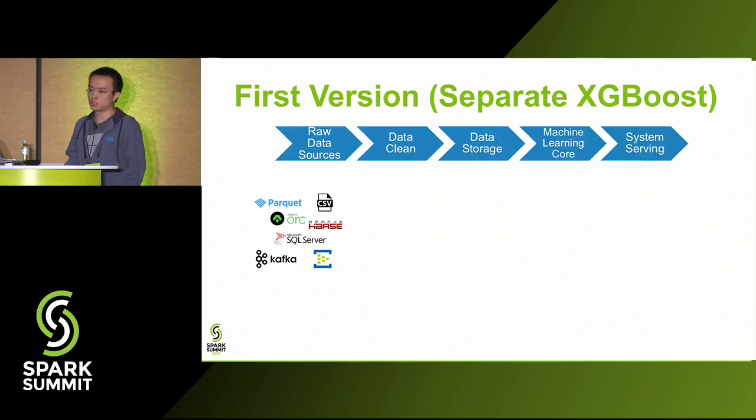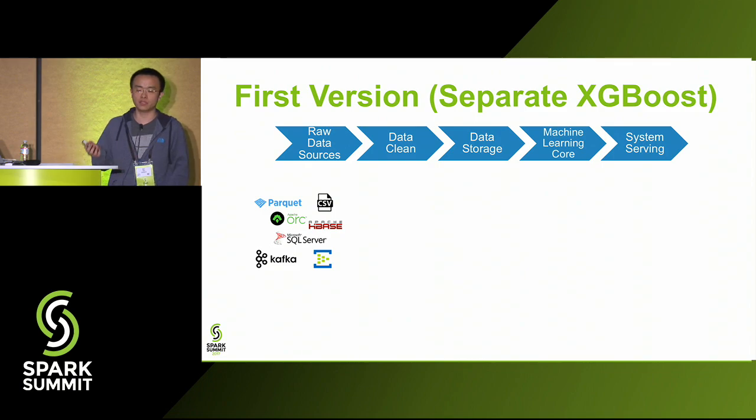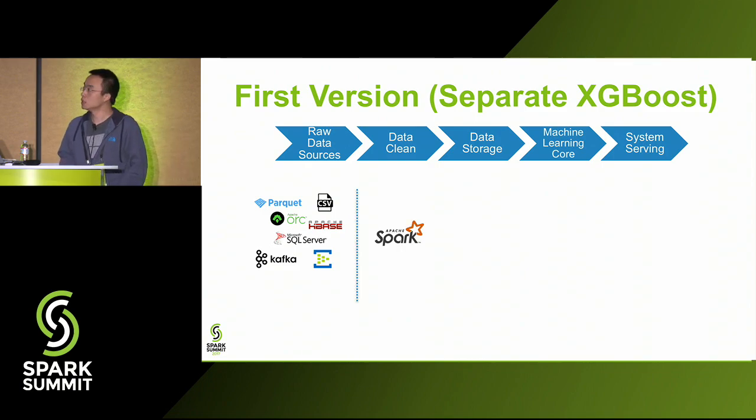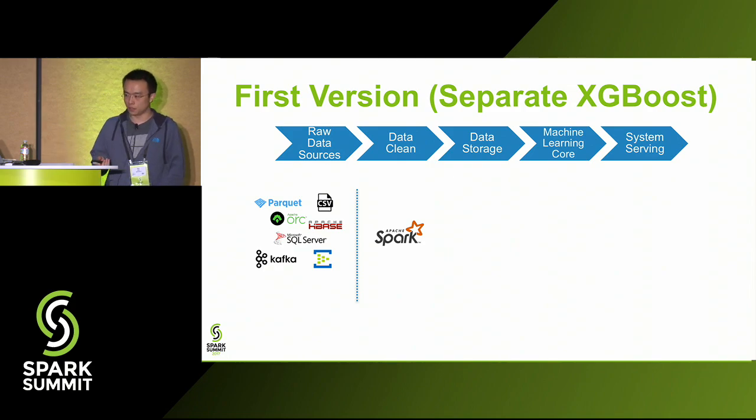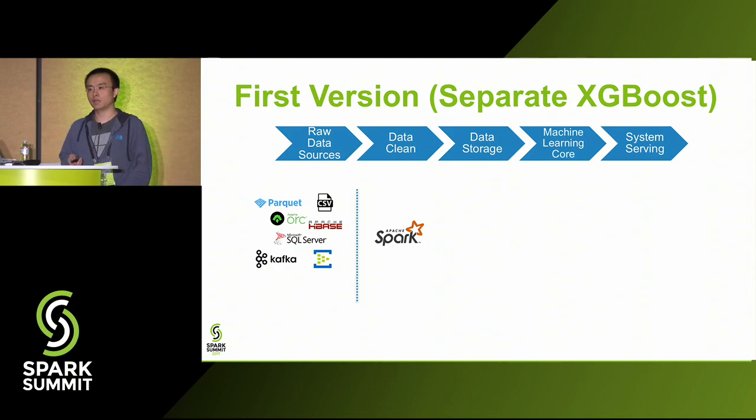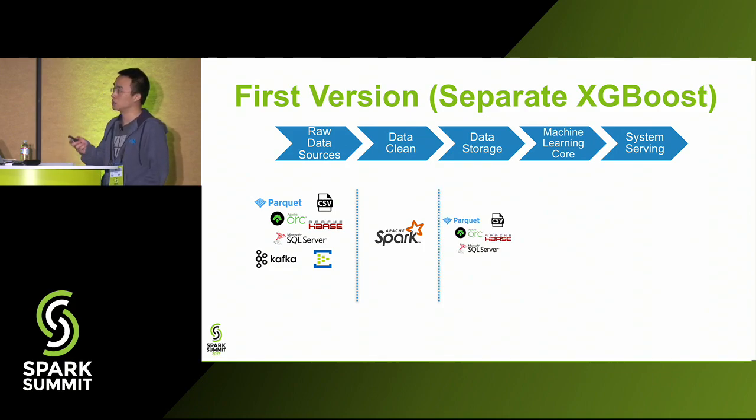First, when we build a machine learning pipeline, we have some raw data with different formats in different places. And this raw data may be broken. It may have duplicate columns. It may have missing values. We have to clean it. So Spark is one of the best tools for us to do data cleaning. And then maybe you have different teams in your organization, or you have different preferences. You have to save the cleaned data in different formats in different places.